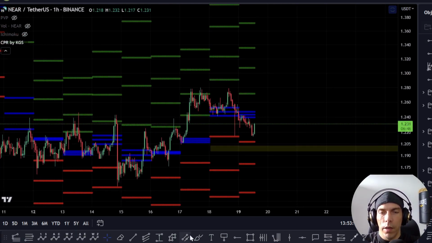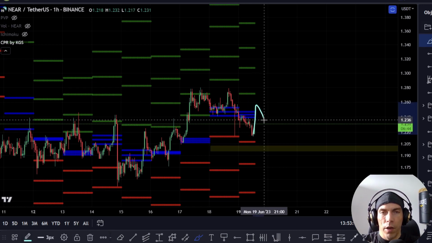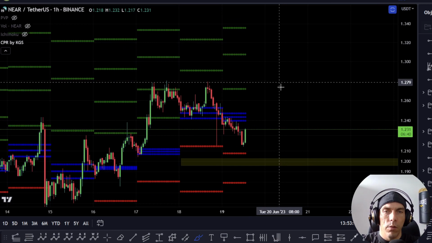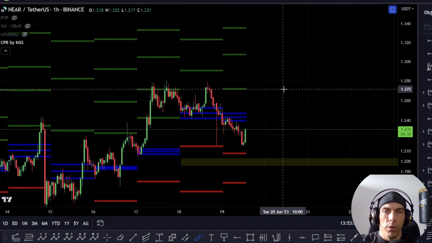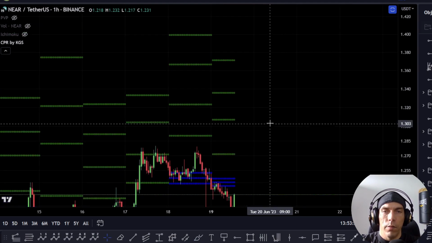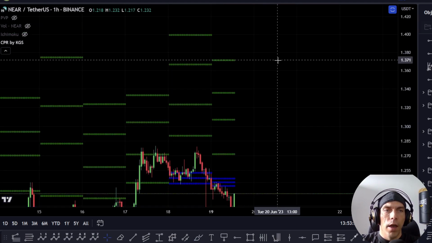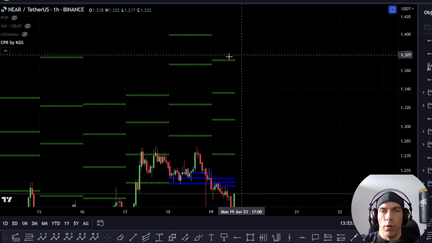Now, alternatively, if we do see price actually break back above these central lines here, what we can actually see is price could be gravitated towards this high here, which would be quite an interesting level of this S1 at this $1.27. We have the S2 at the $1.30, S3 at this $1.33, and this S4 up here towards this $1.37 level.